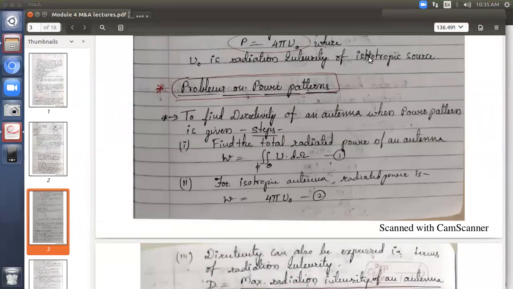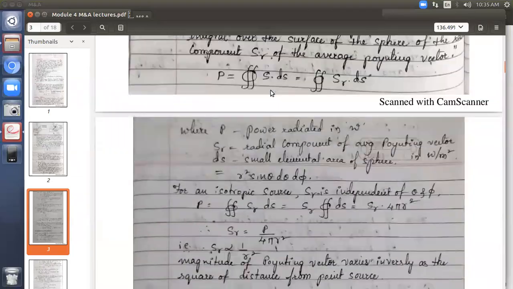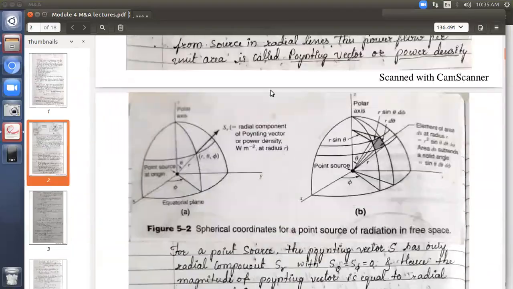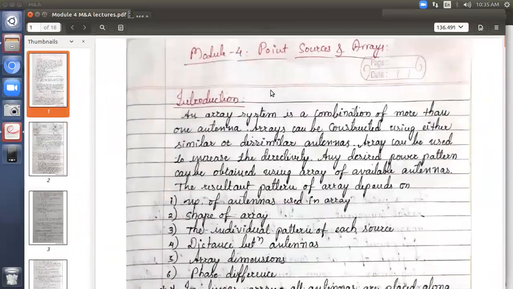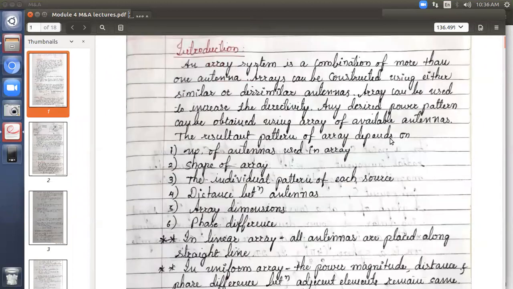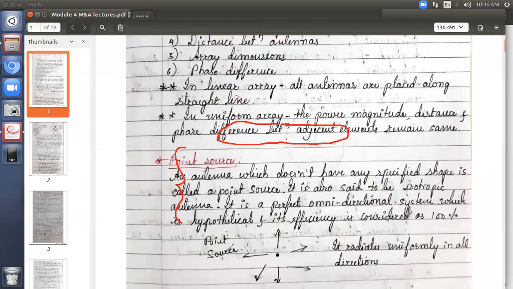Hello everyone. In today's session, let us see a few problems based on the power patterns. In the previous session, we have seen basically why array system is being used. You can see it on the screen. Why array system is used. What are the different parameters on which the pattern of an array system depends? There are some 5 to 6. I have listed them out. And then we have seen what is a point source.